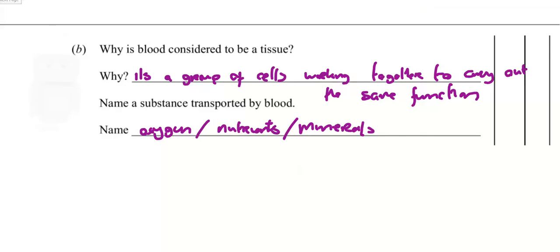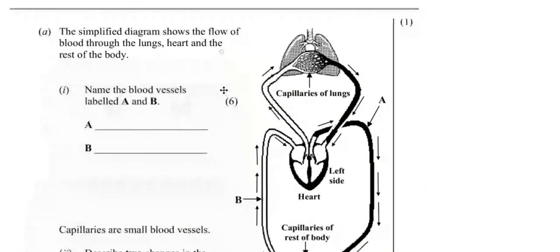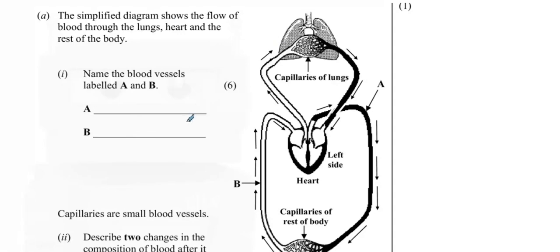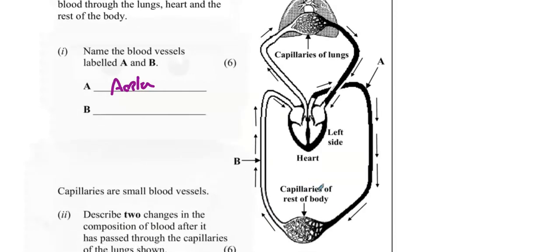Next one. Name the blood vessels labelled A and B. A is the pulmonary artery, again. Oh, sorry, no, it's the aorta. My fault. A is the aorta. The aorta carries blood to all parts of the body. Oxygenated blood goes into the capillaries, loses its oxygen, and then what happens is its deoxygenated blood enters the vena cava, which is B. Capillaries are small blood vessels.